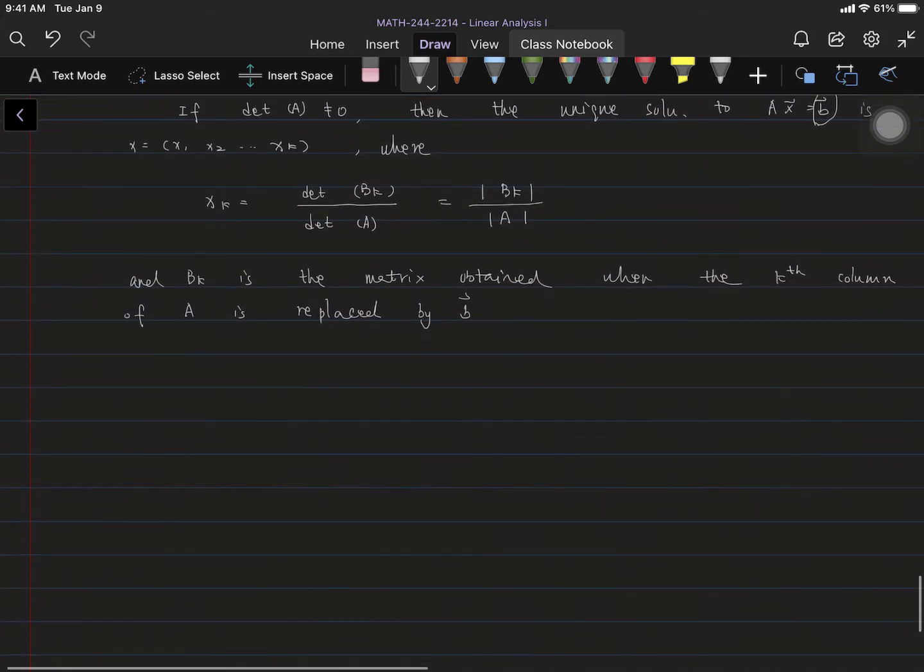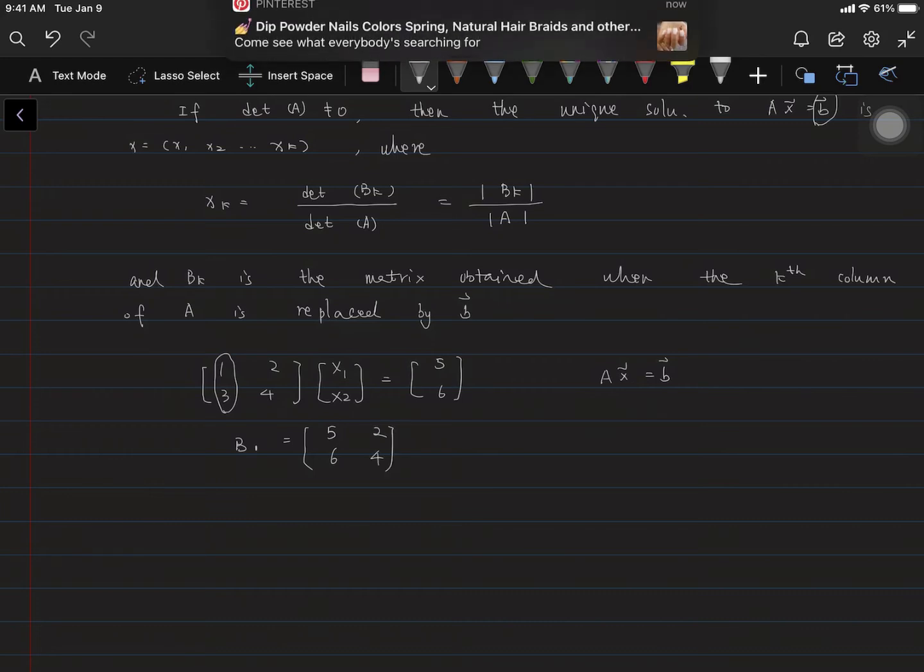For example, I'm going to show you like this one. If we have 1, 2, 3, 4, times x1, x2, which equals 5, 6. This is AX equals B. Is that right? Okay. So what does Bk mean? B1 means we replace the first column by b. So what's b? 5, 6. And then we just keep the other column the same.